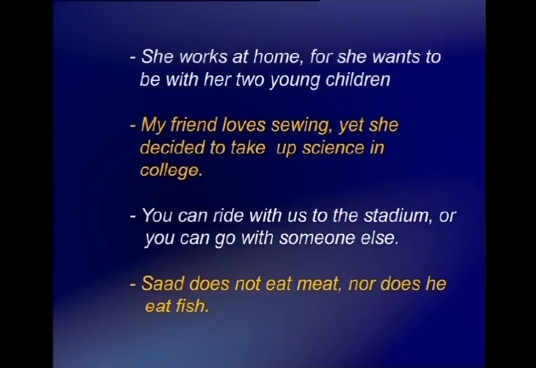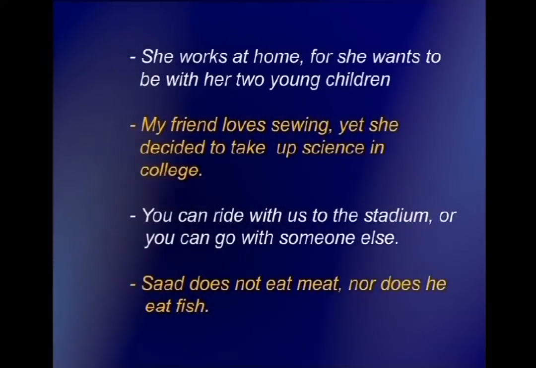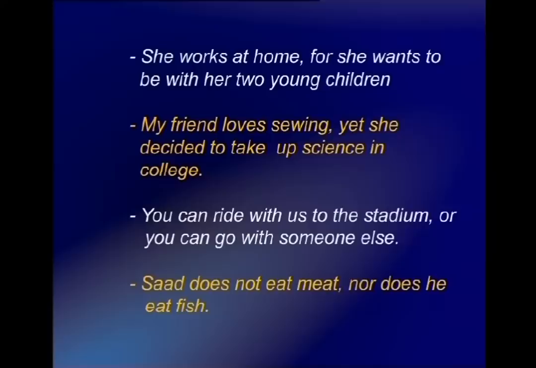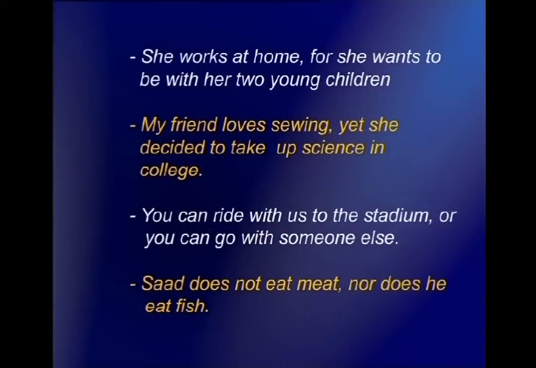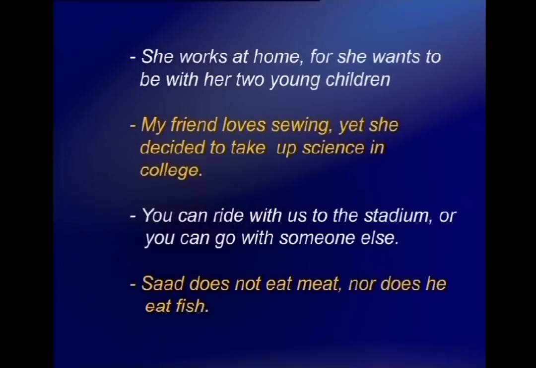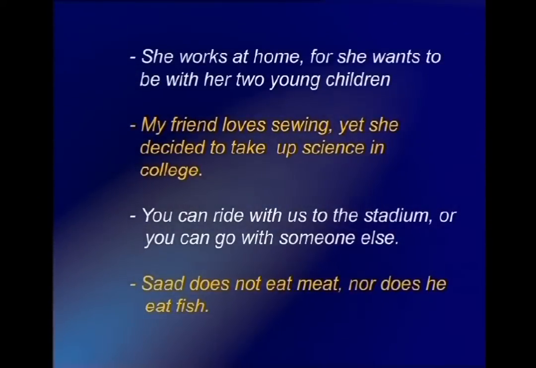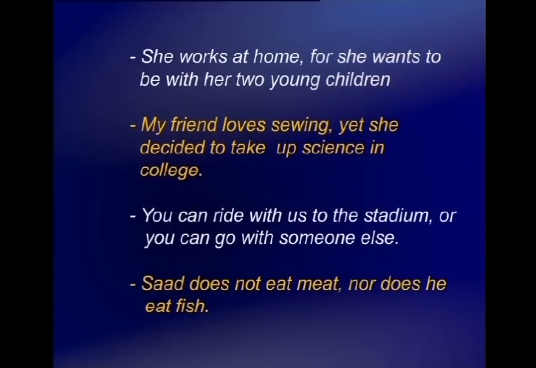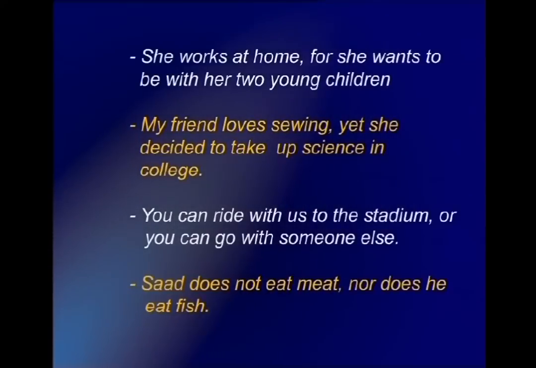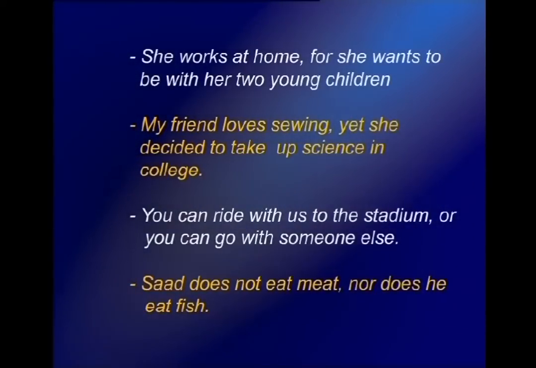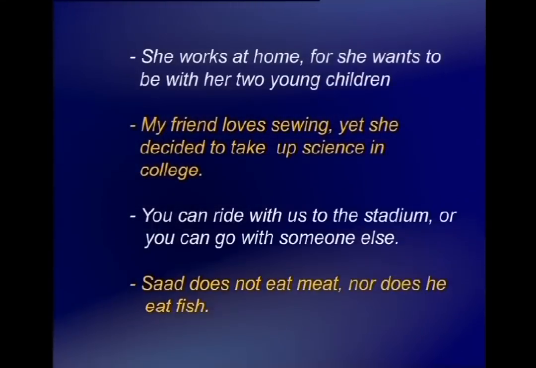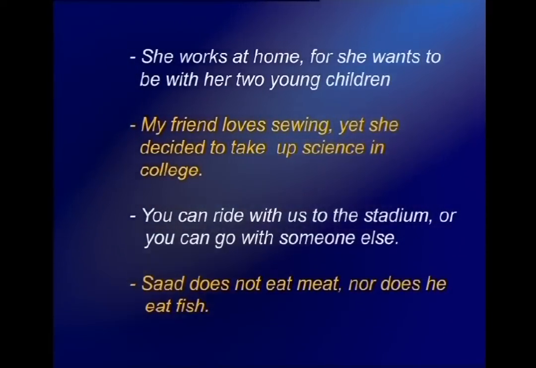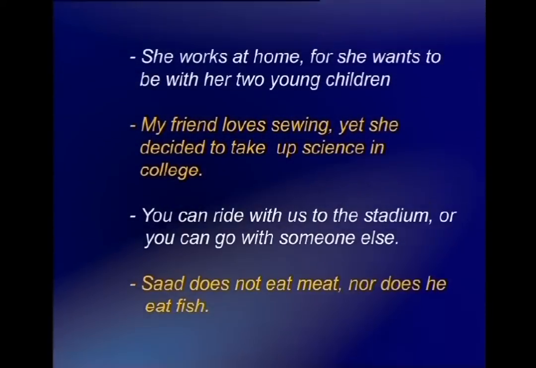In the next sentence, my friend loves sewing, yet she decided to take up science in college. And yet over there means however. My friend loves sewing, however, she decided to take up science in college. And the last sentence, you can ride with us to the stadium, or you can go with someone else. Or in that sentence, introduces an alternative choice. It means you can ride with us to the stadium, alternatively, you can go with someone else.